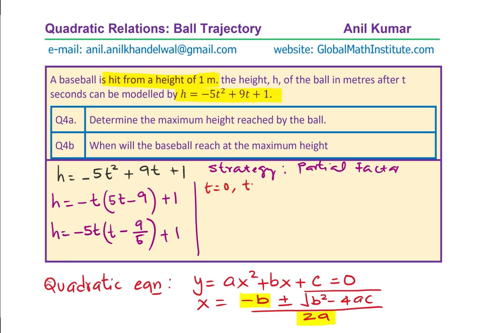What you notice here is a very important thing: at t equals 0 and at t equals 9 by 5, what is the height? Height h is equal to 1. Same height, right? You get the idea? Same height. So the axis will be right in the center, the average of the two, which will be 0 plus 9 by 5 divided by 2. So the axis will be 9 by 10, which is 0.9.